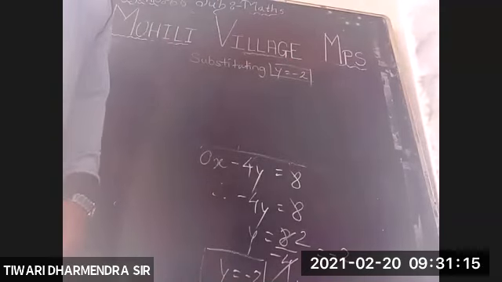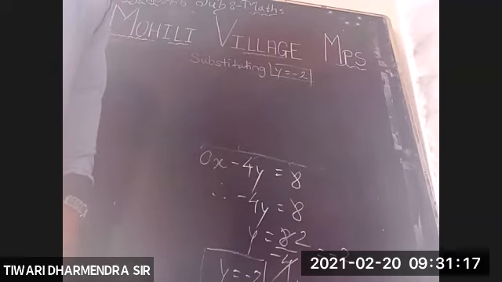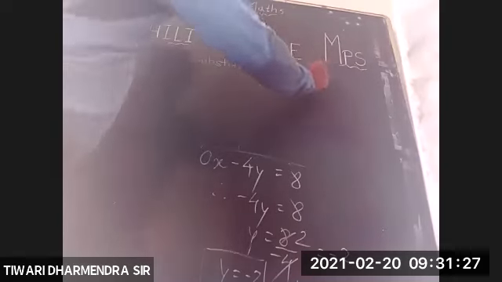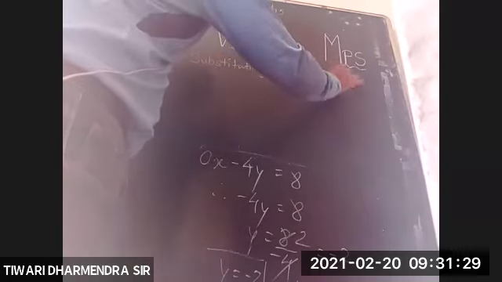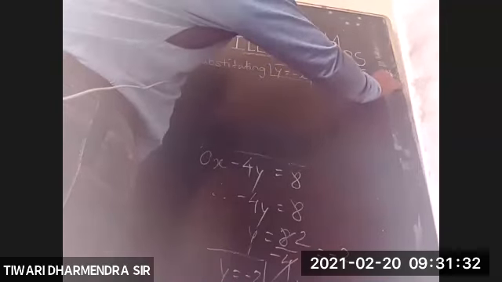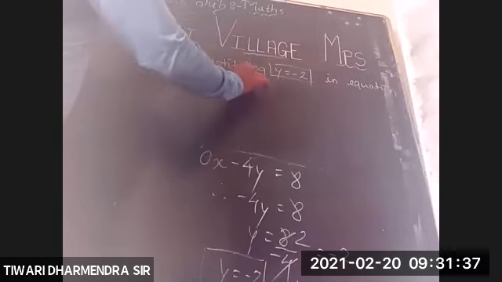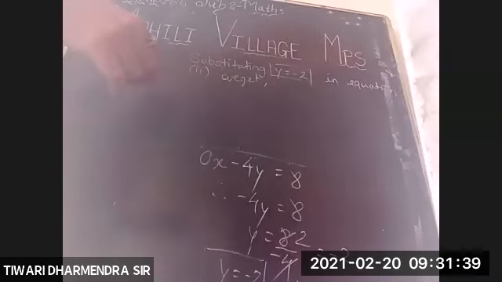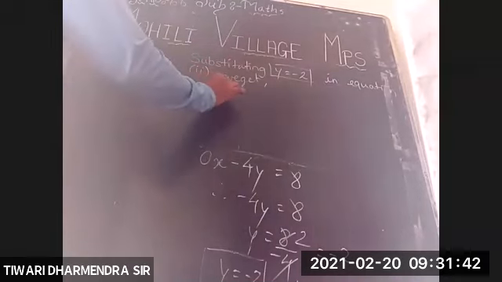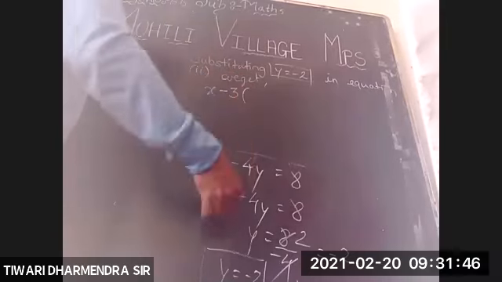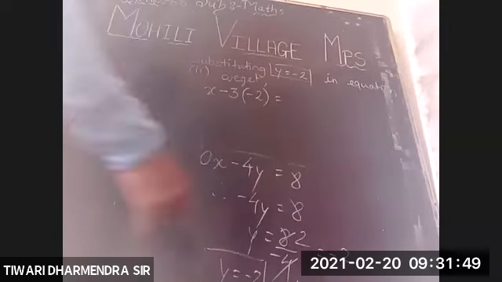So what do you say? What do you select to substitute? You can select any equation. You'll be getting the answer. No issue. This time I'll be selecting equation number 2. So substituting y equal to -2 in equation 2, we get x. Equation is x minus 3y. So value of y is -2. Substitute, is equal to what? 8.